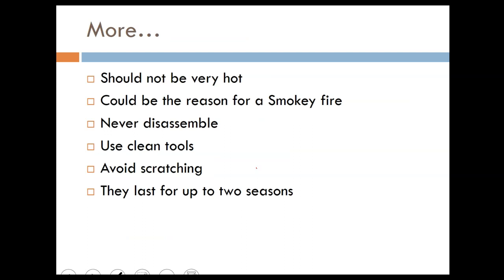More information. They should not be very hot. If you turn it on and take out the assembly and it's very hot, you know something is wrong with the location of that ignition assembly. They could be the reason for a smoky fire. Again, never disassemble. That's another tip. We said that already, so this is a repetition.